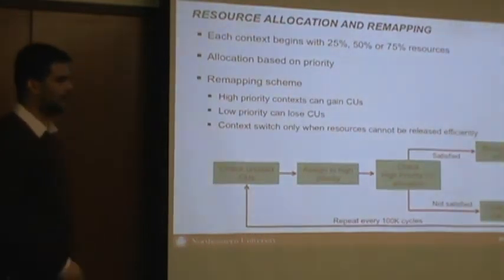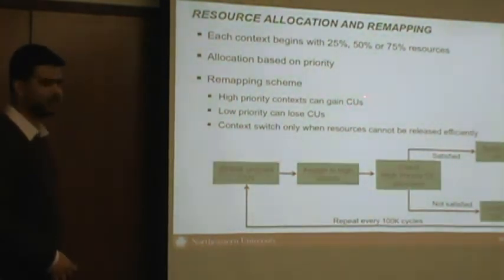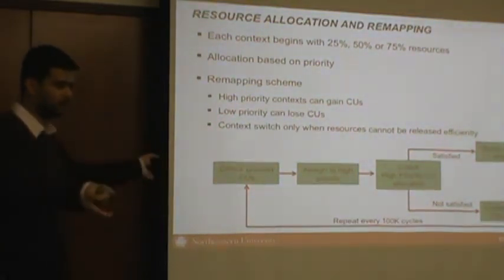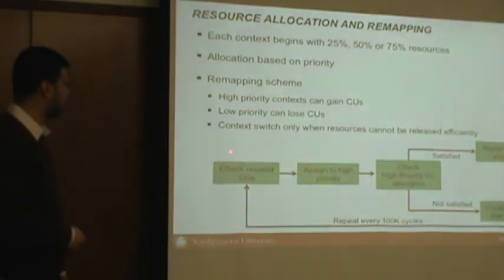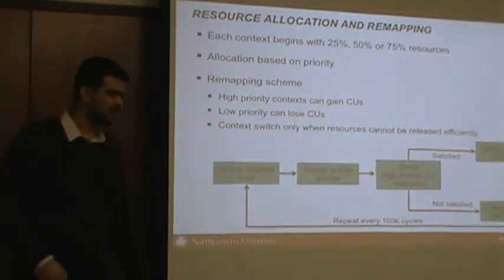So, resource allocation and remapping. We begin every one of our contexts with 25, 50, or 75% of its resources, or 100%. Its allocation is based on the priority. The remapping scheme is based on similar concepts. High priority contexts can gain CUs, low priority can lose them, but can also gain if there's nothing else remaining to compute. And the context switch will only be done when resources cannot be released efficiently.